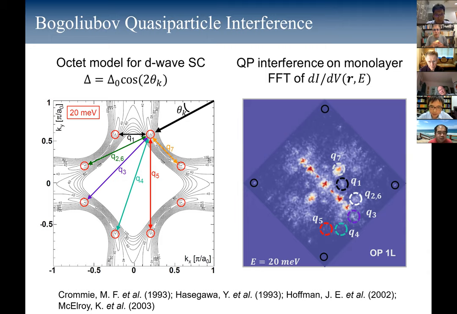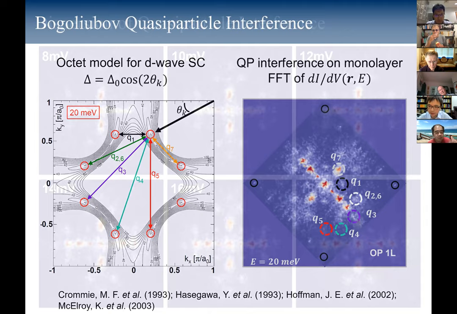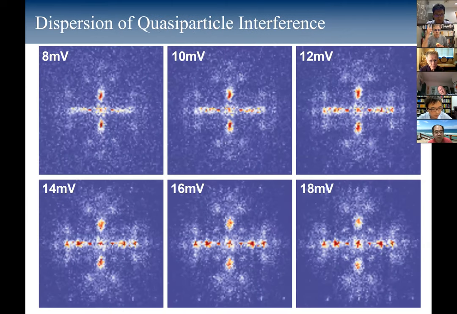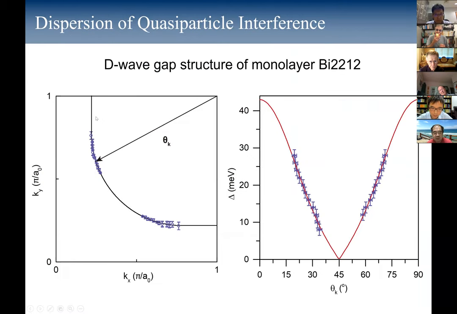If you change the tunneling energy, you see that the interference will disperse with energy. From the dispersion, we can back out the shape of the Fermi surface, and also the gap structure of monolayer bismuth 2212. I guess it's not surprising that we recover the same d-wave gap in monolayer bismuth 2212.